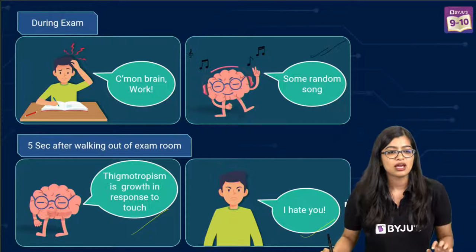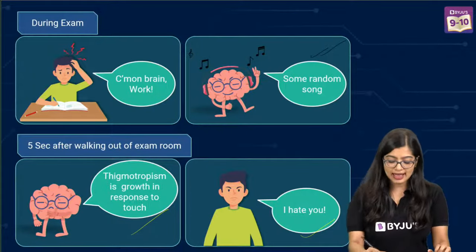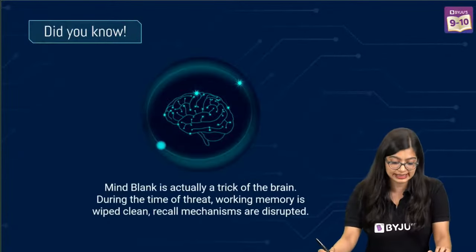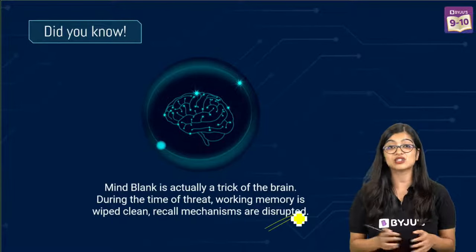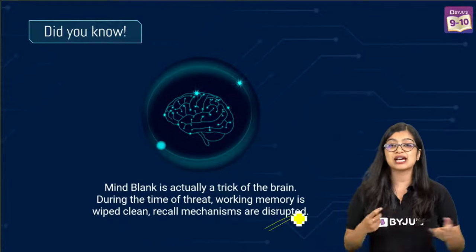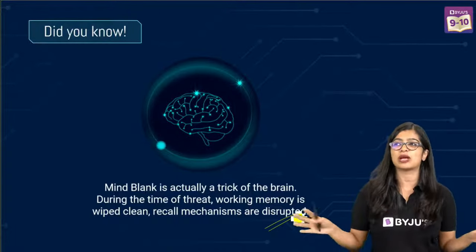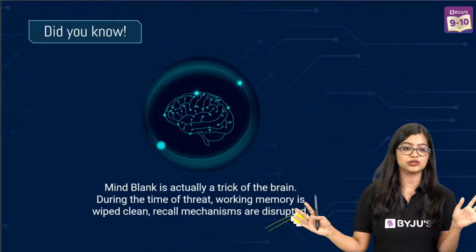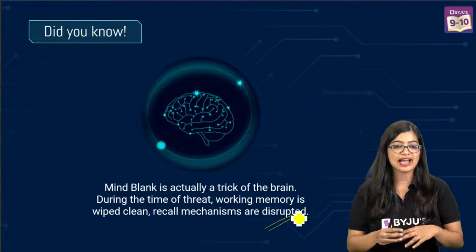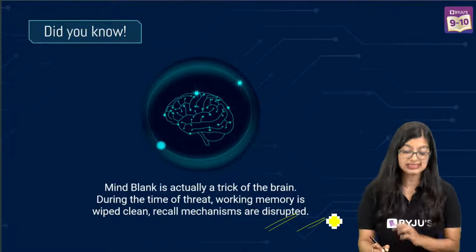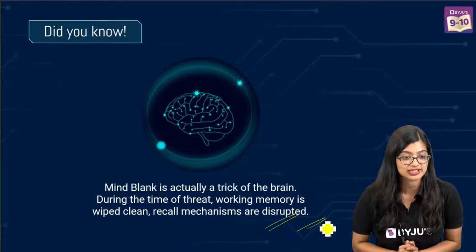All right. So now this is very common. And that's because our brain actually has a trick, and it's called the mind blank trick. Sometimes when there's a threat or when we feel overly stressed, our brain will just wipe it clean and be like, no, now you're not going to think too much about it, right? So I think this is something that happens to most of us, yes?